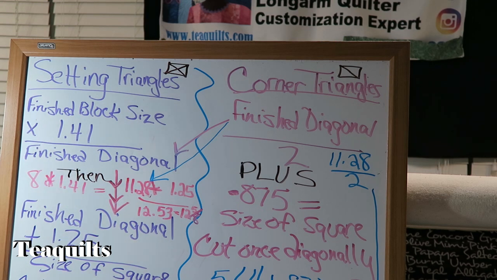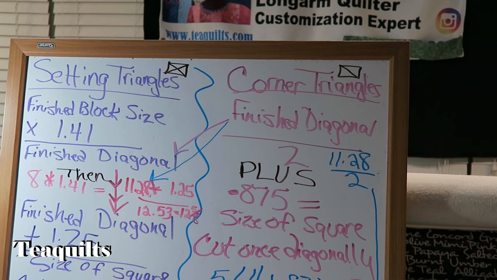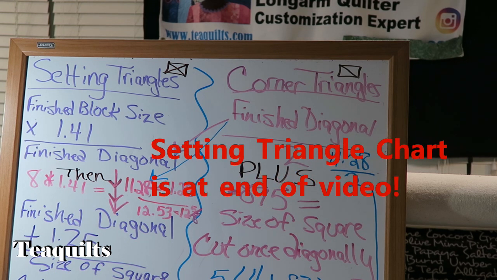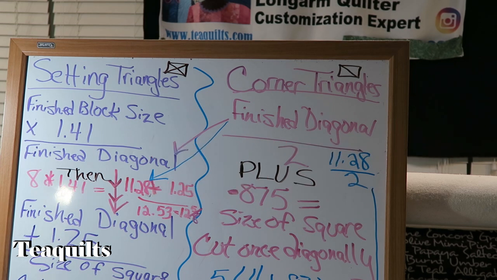So even though this looks like a lot of math, I'm here to tell you that you don't have to do any math. You can just use a chart, and I will provide you a chart. The charts are available anywhere online if you just Google setting triangles chart. But I do want you to understand, just in case you find a chart that doesn't have a particular measurement, or you're in an off measurement, like you have blocks that finish at 12 1/4, and that's not a normal size for blocks to be, but that's what you're working with, then you will need to know this particular formula.